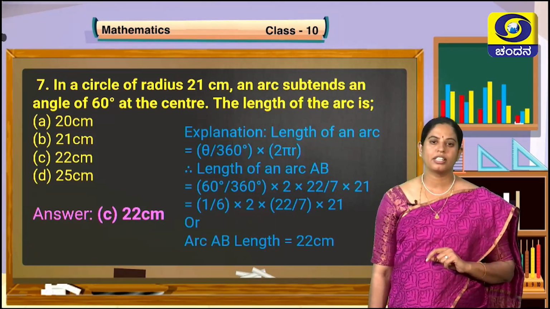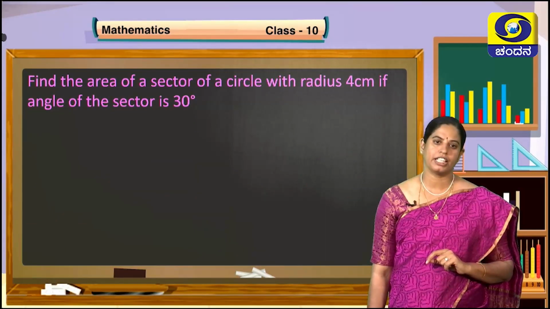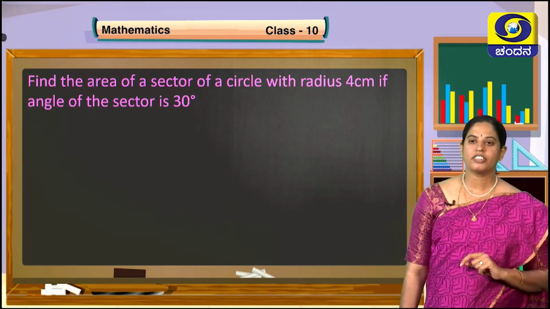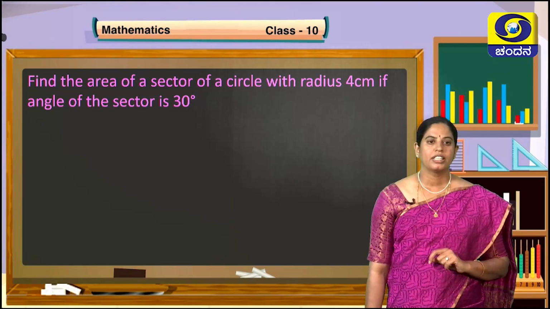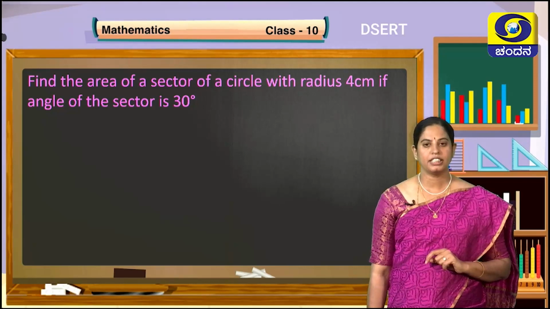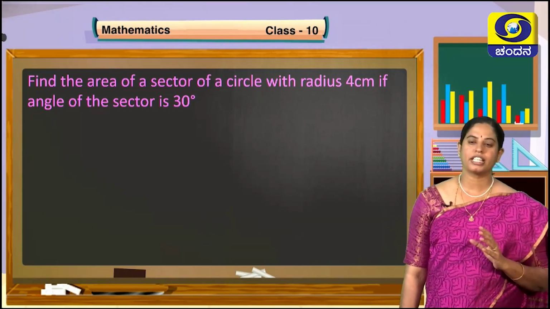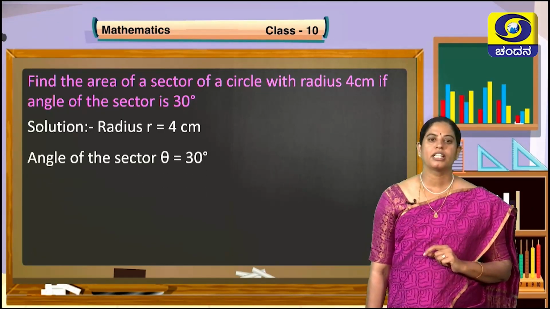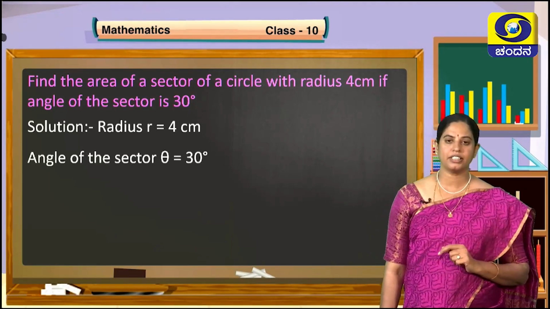Okay, hope you all enjoyed the quiz. Let us solve few more problems related to sector and segment of the circle and the planar figure which involves circles and part of the circle, children. Read the question along with me. Find the area of a sector of a circle with radius 4 centimeter if angle of the sector is 30 degree. It is a very direct question. So, the data given are radius 4 centimeter and angle of the sector, we call the angle of the sector as theta, it is 30 degree.